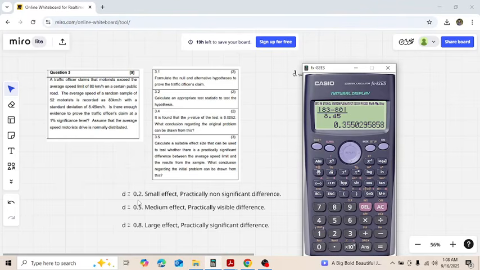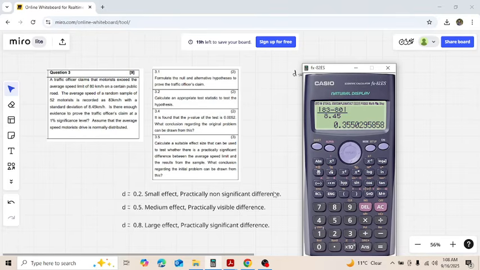And in 0.35, it's actually quite exactly in between, 50% in between or something like this. So it's between these two. Now, if that is the case, then you're going to say it's a small to medium effect, which means it's practically non-significant to practically visible difference. So that's how you actually write it. It's a small to medium effect. Therefore, it's practically non-significant to practically visible difference.